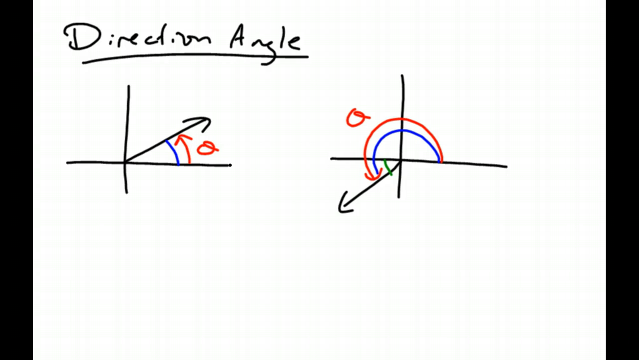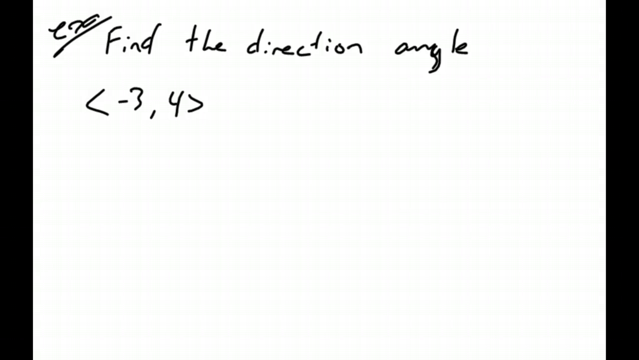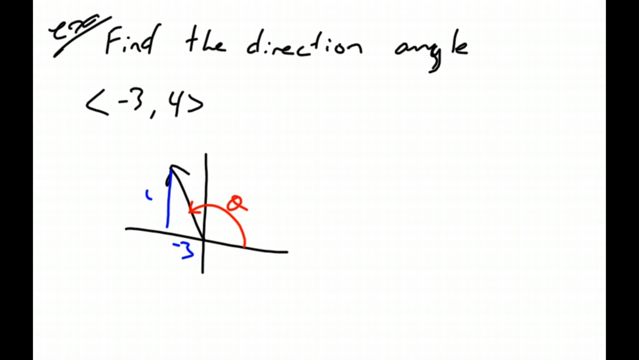So let's look at an example. Let's say we want to find the direction angle of negative 3, 4. So negative 3, 4, that is over negative 3 up 4, so it's somewhere up here. And I want to find the direction angle, which is all of that right there. Okay, so I know this went negative 3 up 4. Well, don't forget, straight across is 180 degrees. So if I can find this angle in here somehow, then I can do 180 minus that angle, and what's left is your direction angle.